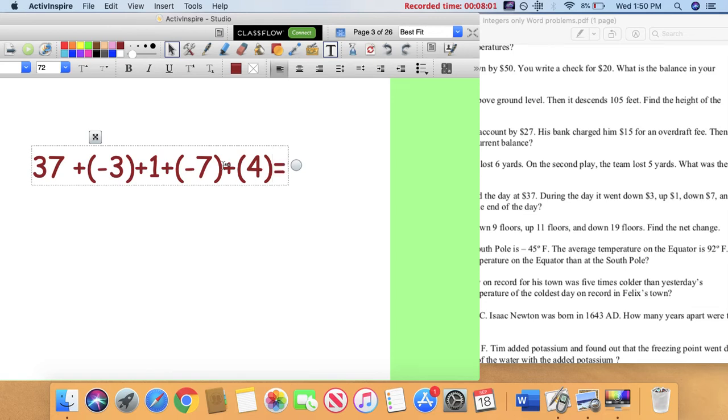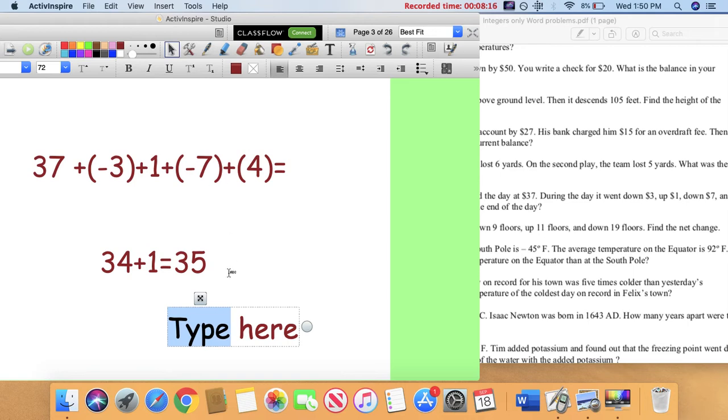Okay. So what's the final answer to this? Well, just do it step by step. 37 plus negative 3 is 34. Plus 1 is going to give me 35, and then that 35 I'm going to add to negative 7, and there's more positive, so that's going to give me 28. And finally, to 28, I'm going to add 4, and that's going to give me 32.